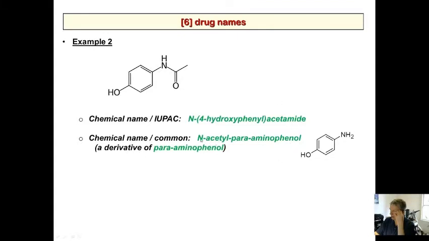And we would say it's N-acetyl para-aminophenol. So you can see if this is para-aminophenol, that N-acetyl would just put the acetyl group on the nitrogen. So this just shows the nuances of naming that kind of molecule also.